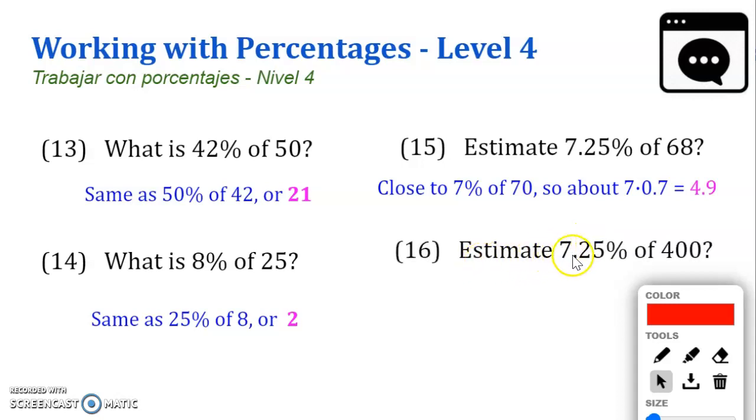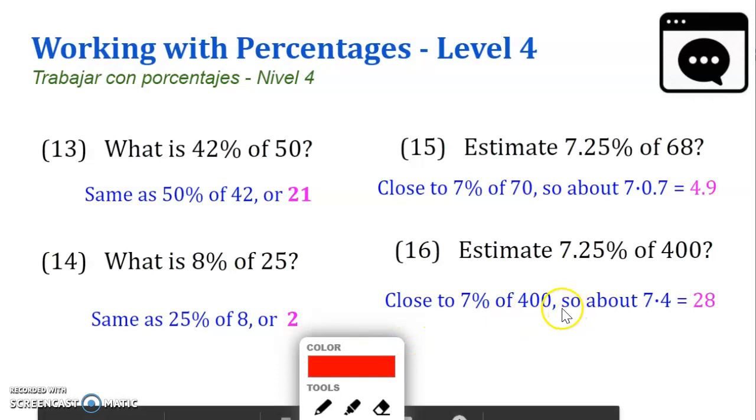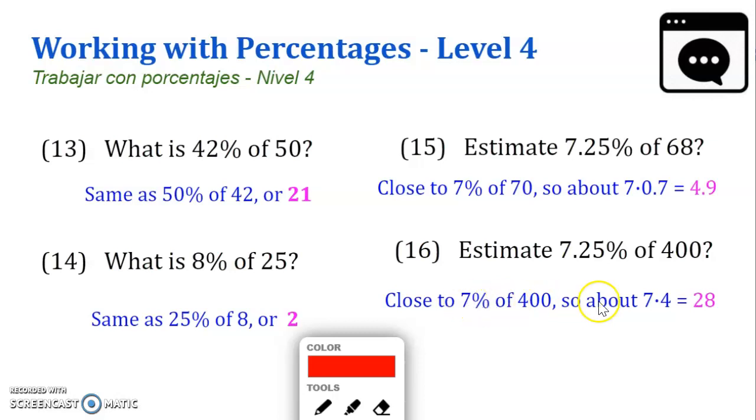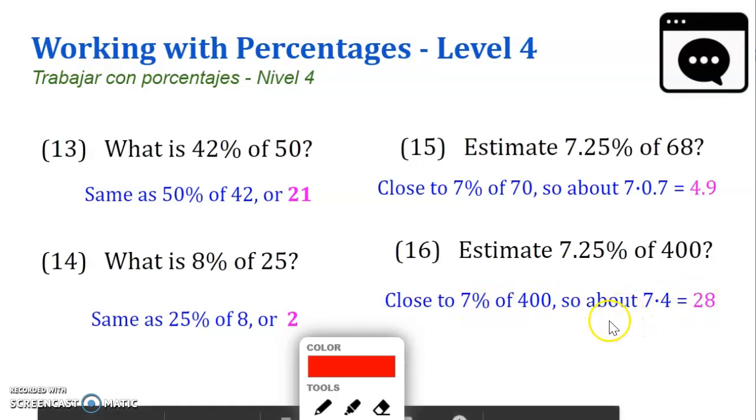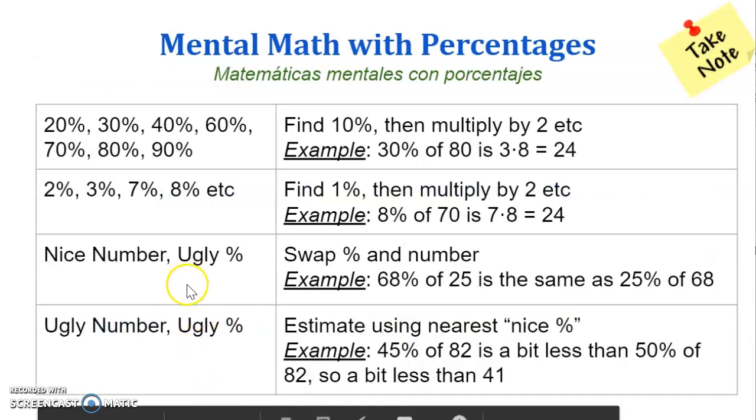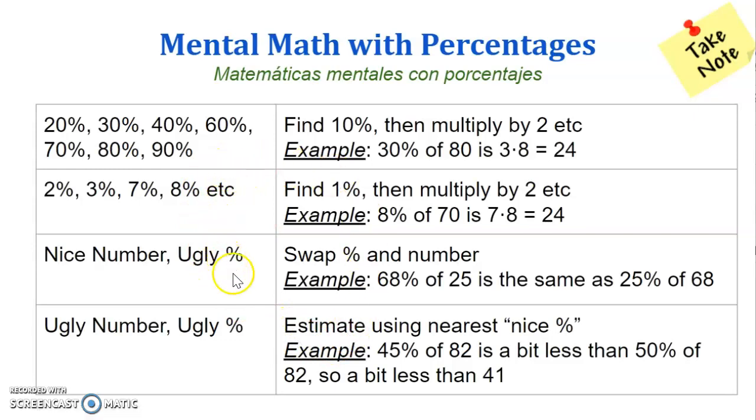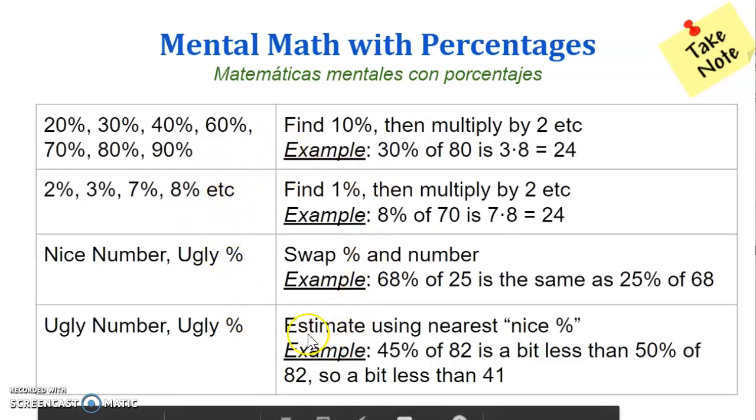What about estimate 7.25% of 400? Okay, so in that case, I can estimate this to be about 7% of 400. 1% of 400 is 4. So 7 times 4 is going to be 28. So I'm looking at about 28. Okay, so now I would like you to take notes on this. Okay, and this just summarizes what we figured out. So please pause the video and copy them down.